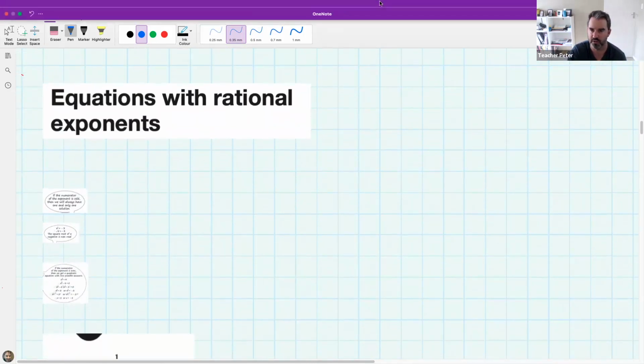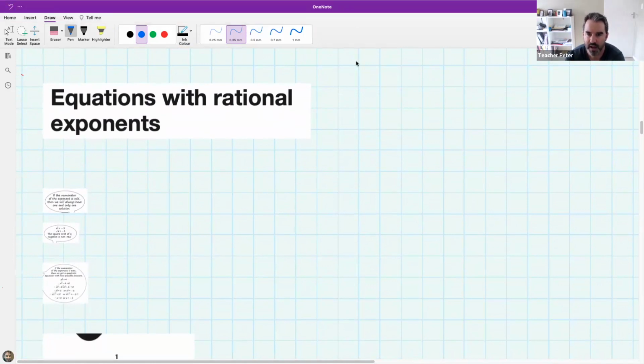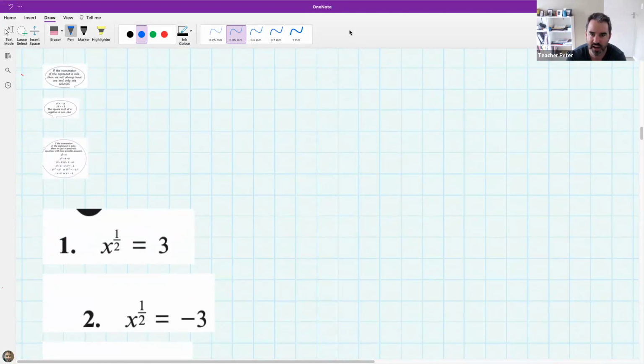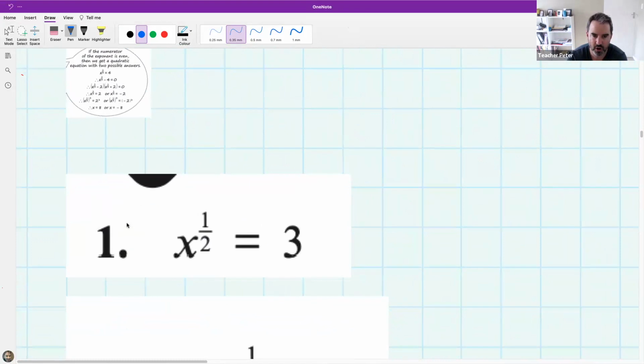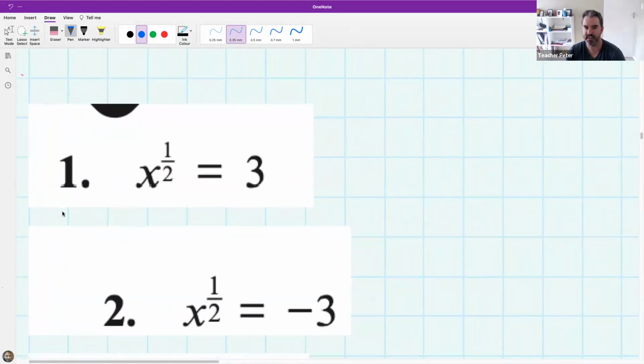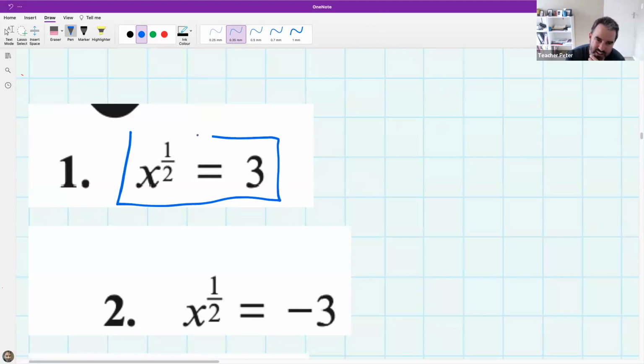rational exponents. And I'm just going to do one of these before we have our break today. And so let's have a look at how this feels different. Okay, look at this type of equation. Here, this is an equation, but the exponent is not x. The exponent is a rational number or a fraction. And so in order to solve this, this can be a little bit tricky.